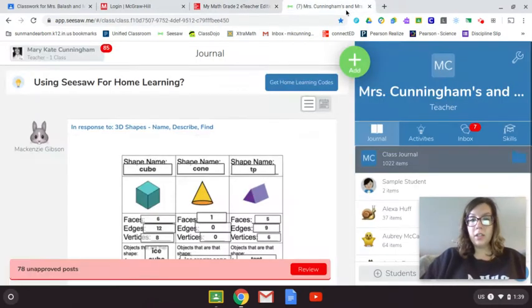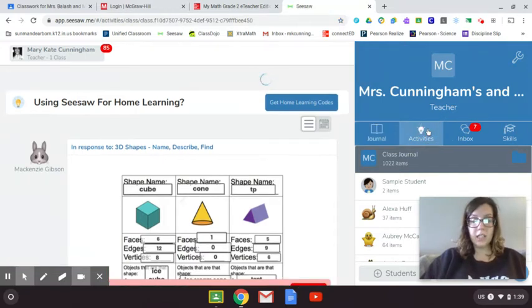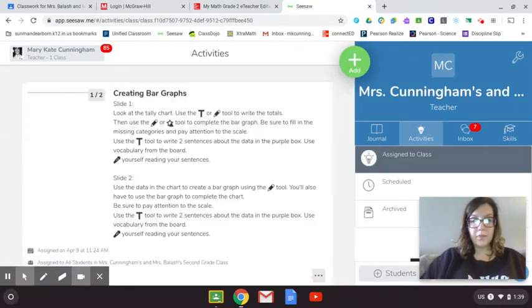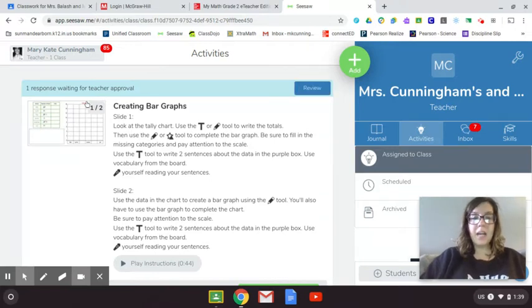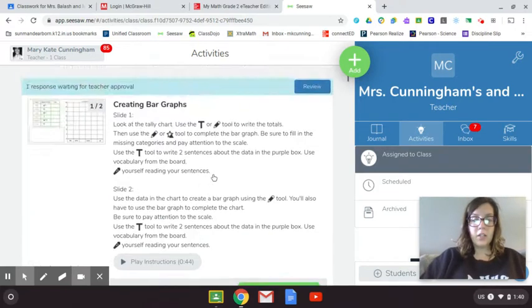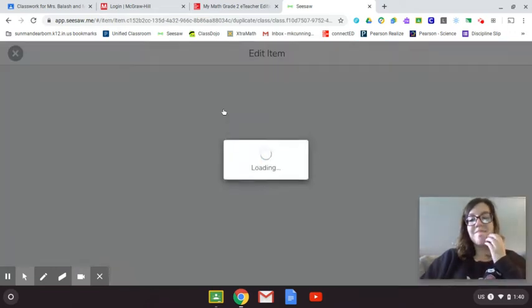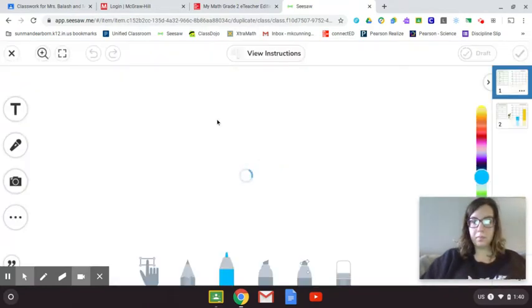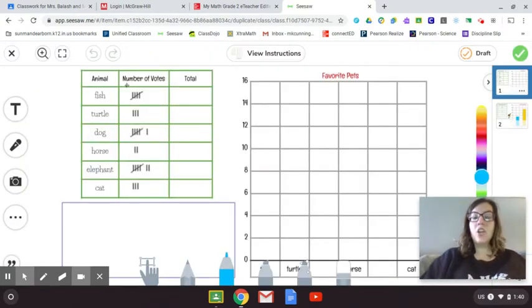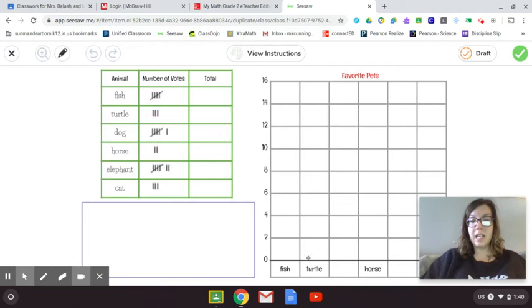Now for Seesaw, you guys are going to go to activities. And it's creating bar graphs. Okay. So you're going to go in here and I'm going to add a response. It's a sample student. And you're going to do it just like what we've been doing. So it tells you over here the number of votes, fish, count the tally marks. I want you guys to pretty much do this on your own. And then you're going to write the total in here. You can use a text box. And then you have to color these bar graphs in. Okay? You're going to have to take the tools away to see it.